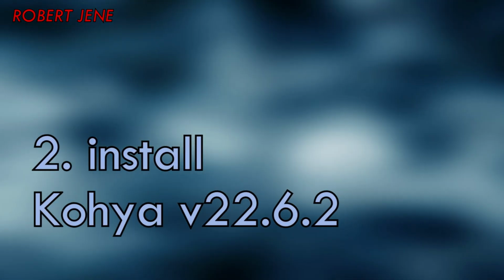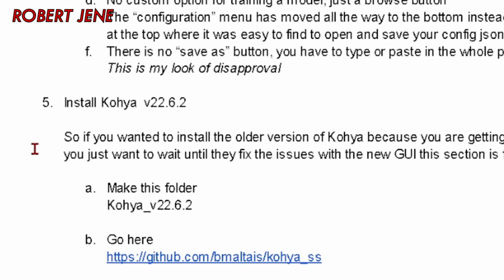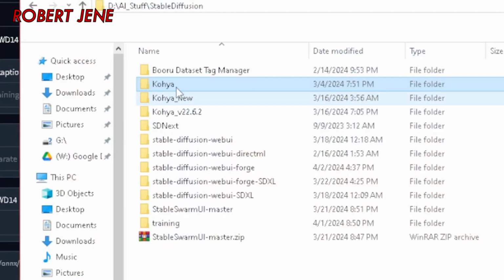All right, in this section, I'm going to show you how to install an older version of Kohya, which is the newest one before everything went haywire, which is version 22.6.2. You need this either if you're getting crazy errors and you wanted to try this version, or you tried the new version of Kohya and you're having problems with that, whether it's technical problems or the GUI is just wrong.